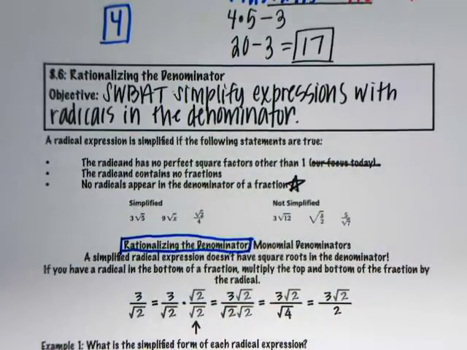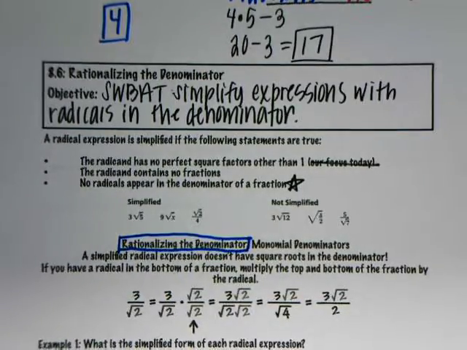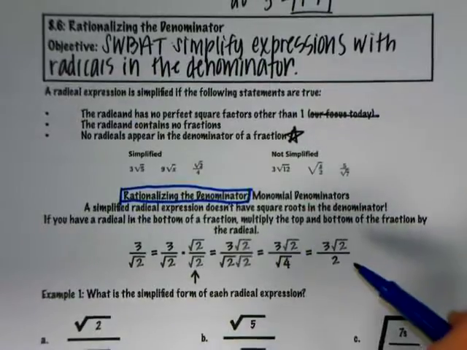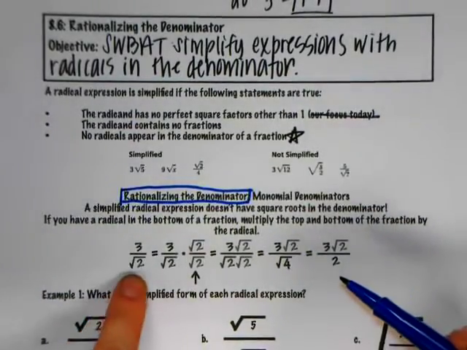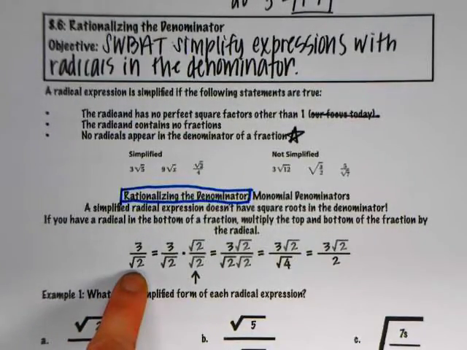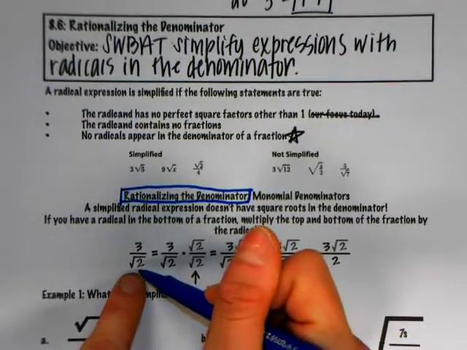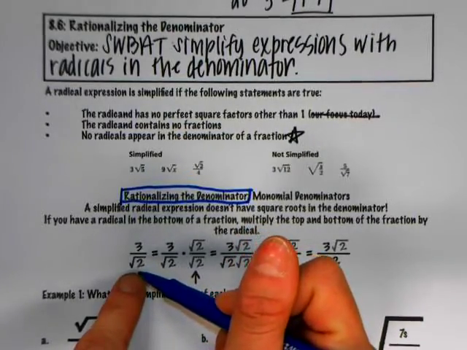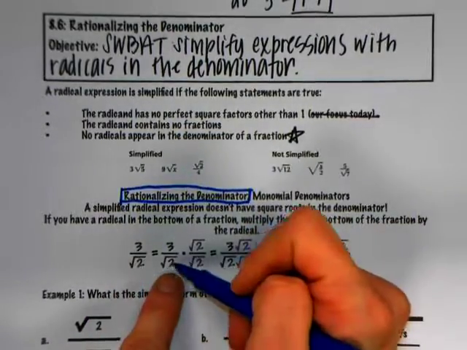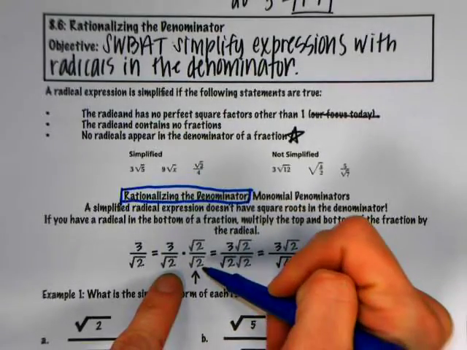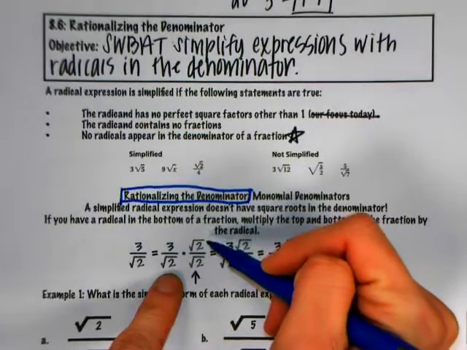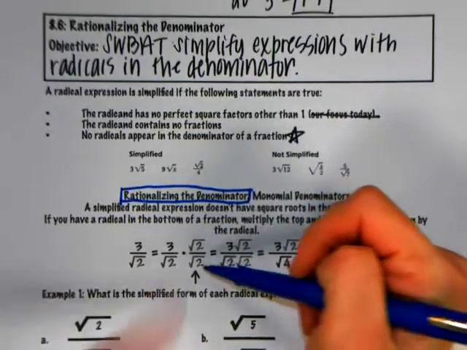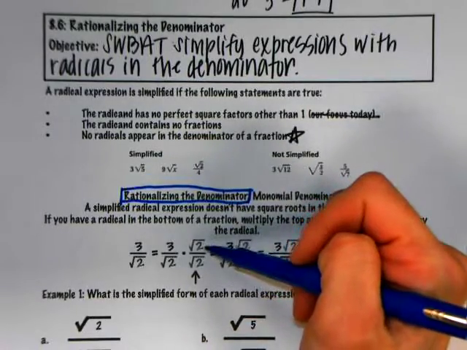And we're going to start out with monomial denominators, meaning mono means one, so just single radical denominators. And here's an example of how you do it. If you have 3 over radical 2, and you want to get rid of that radical 2 in the bottom of the fraction, you're going to multiply the radical 2 times itself. And whatever you do to the bottom, you have to do the same exact thing to the top. So you'll multiply by radical 2 on the top and bottom.